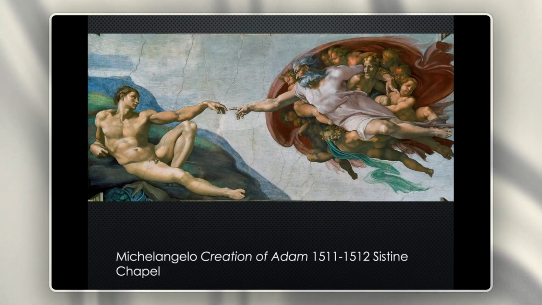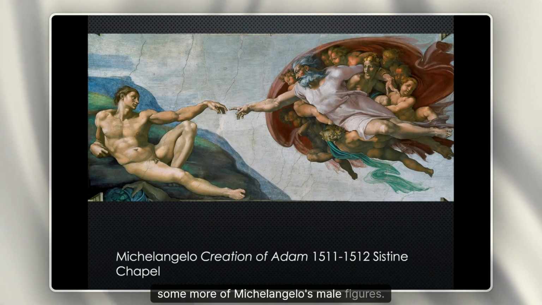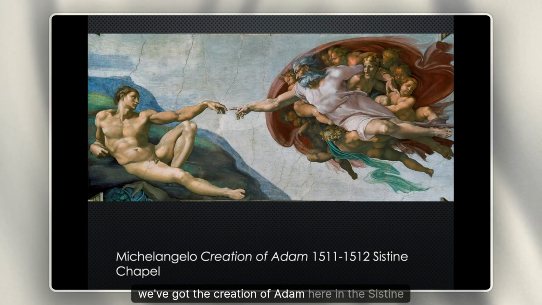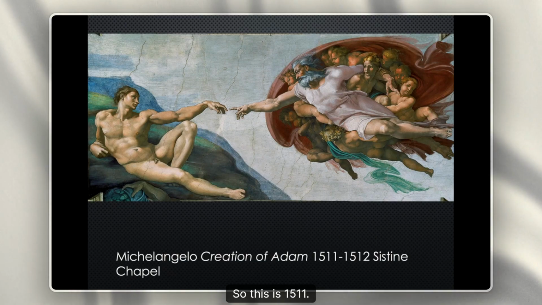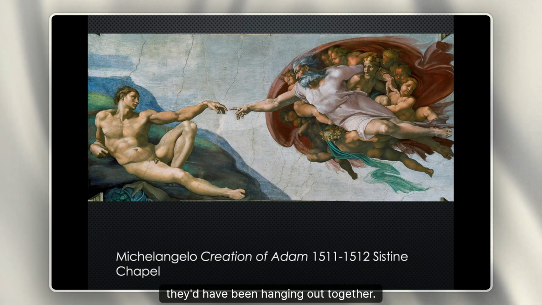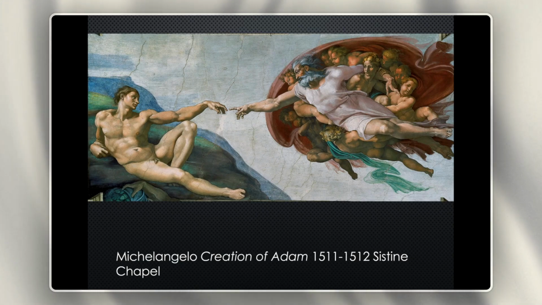Let's have a look at some more of Michelangelo's male figures. We've got the Creation of Adam here in the Sistine Chapel ceiling. Meanwhile, so this is 1511. Raphael was doing the library in 1510. They'd have been hanging out together. So we've got Creation of Adam.